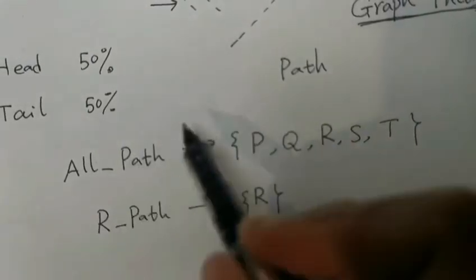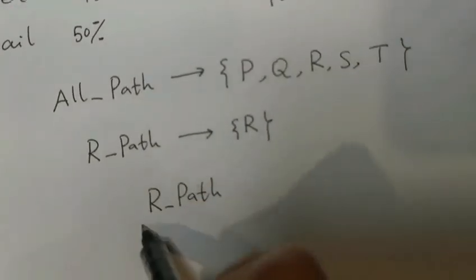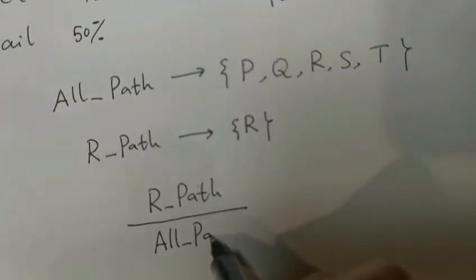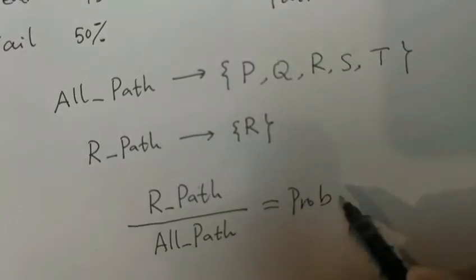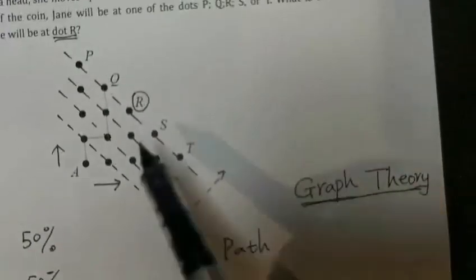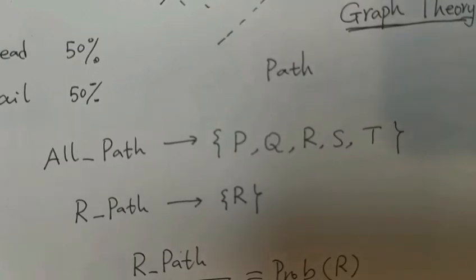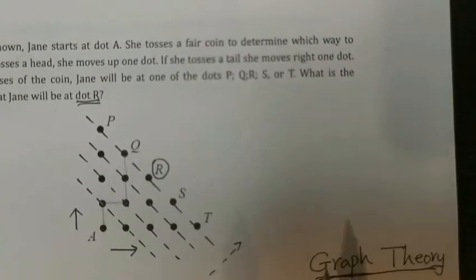If we have all paths and R path, R path divided by all paths is the probability of Jane arriving at dot R here, right? So this is the analysis of the original question. We change it to terms we can understand better and that have more feasibility. Okay, how do we find all paths to the last layer and all the paths to R?